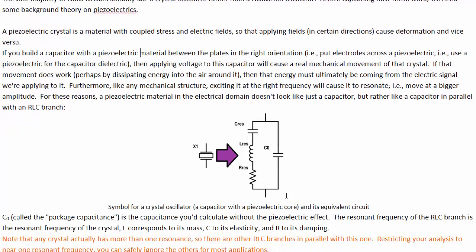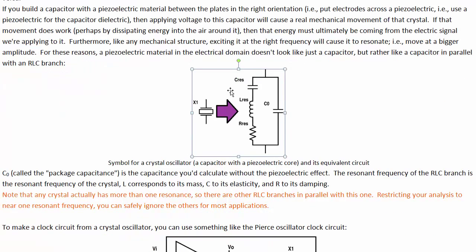In fact, it does. It looks like, from the electrical perspective, a capacitor in parallel with an RLC branch. And the amazing thing is that it turns out that the energy that you calculate electrically that you're dissipating in this resistor is where the mechanical dissipation energy comes from. The inductor turns out to be proportional to the mass of the thing, and the capacitor turns out to be proportional to its stiffness or mechanical spring constant. Everything works out. Now, if we build this into a circuit, we'll use this symbol.